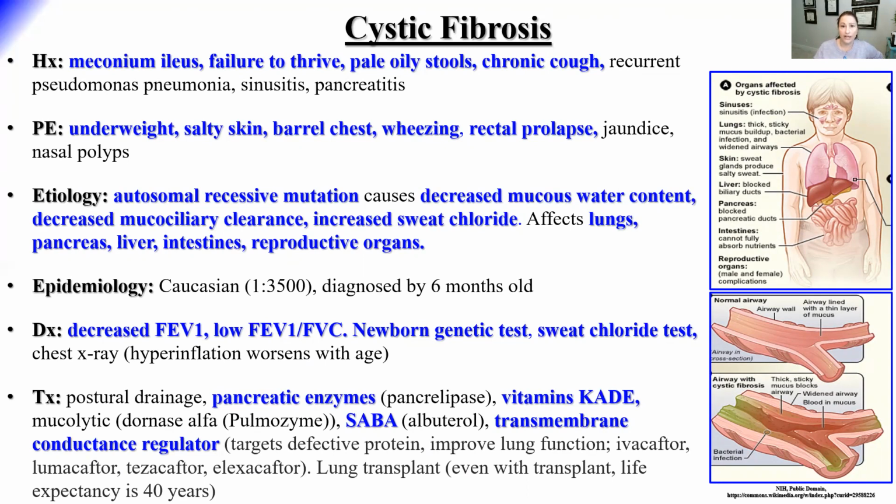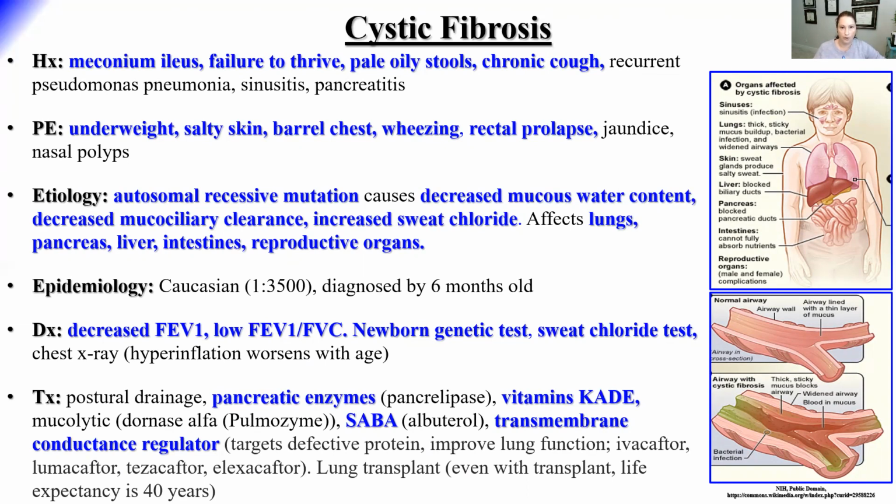This is a mostly Caucasian disorder, 1 in 3,500, and it is usually diagnosed by about 6 months of age, but it can be diagnosed much earlier than that. On our FEV1, it's going to be decreased. Low FEV1 over FVC. Why? Because it's an obstructive disorder. There are genetic tests for this. If you know that the parents are carriers, there is a newborn genetic screening for this. You can also do a sweat chloride test, which will show an increased amount of sweat chloride. On chest x-ray, because it's an obstructive disorder, you will get hyperinflation that worsens the older they get.